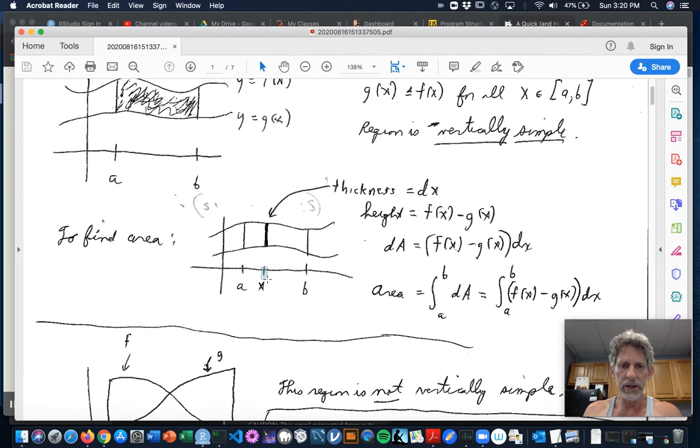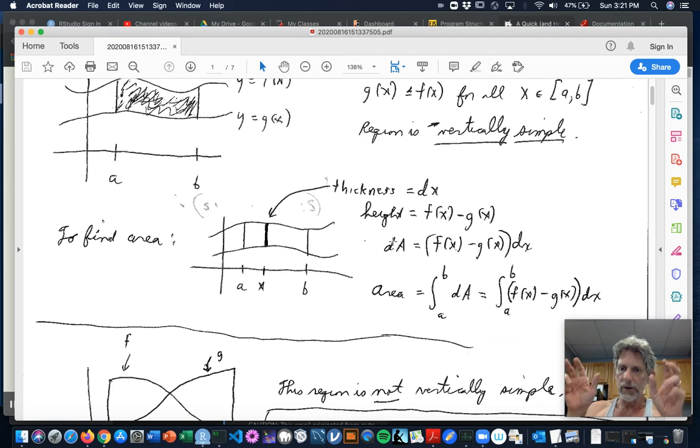Here's one over an arbitrary value of x between a and b. Here's our infinitely thin rectangle up here. Its thickness is dx, an infinitely small change from x to x plus dx, maybe. And the height of that rectangle would be the y-coordinate at the top minus the y-coordinate at the bottom. So the y-coordinate at the top is f of x, the y-coordinate at the bottom is g of x, so the height is the difference between the two.